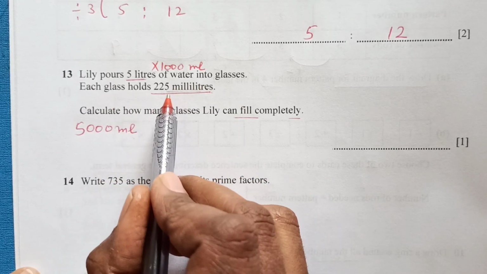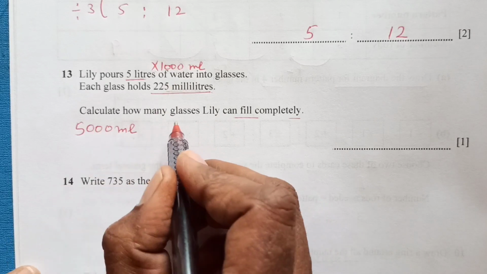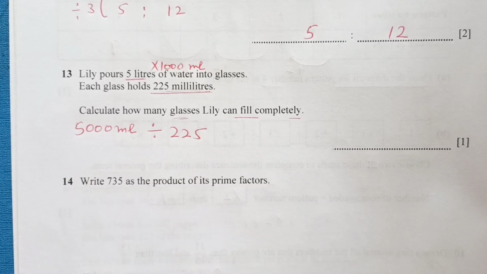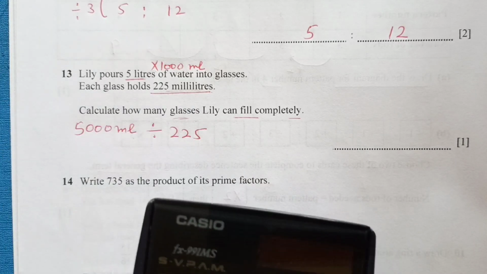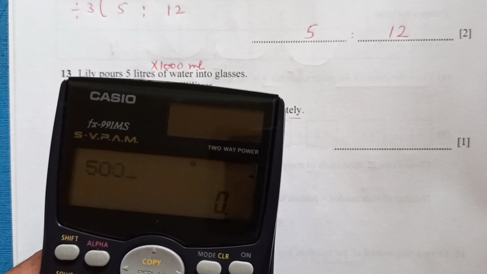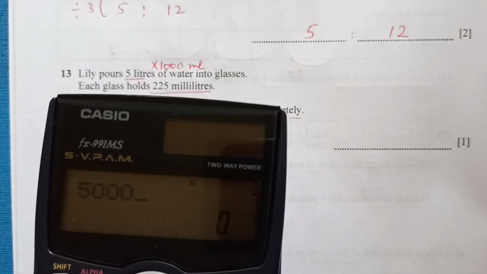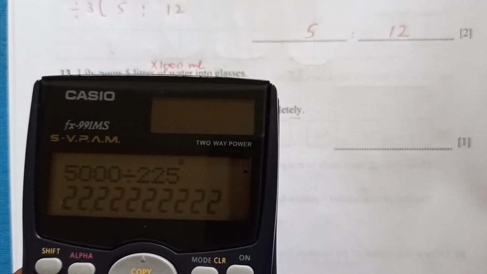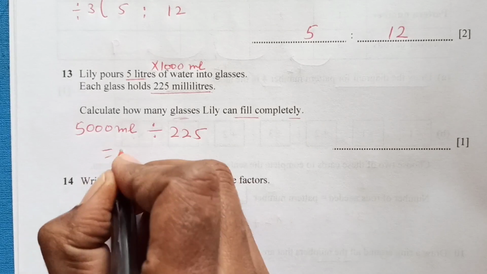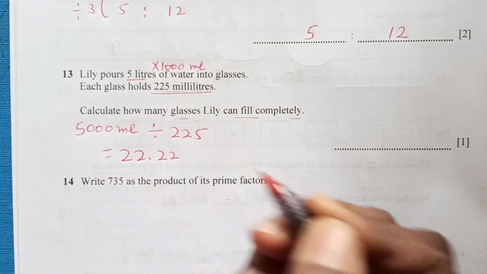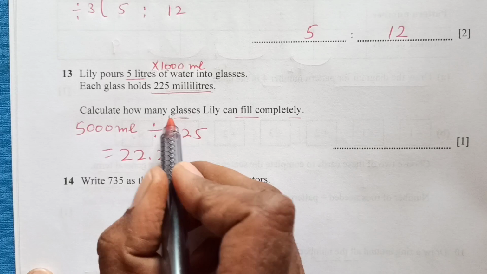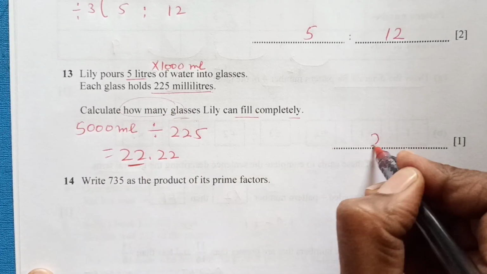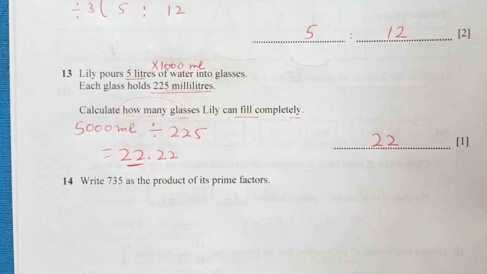In one glass is 225. So the question is how many glasses? We need to divide 5000 by 225, which gives us 22.22. But as it is the number of glasses, the maximum it can be is 22 glasses. That should be the answer.